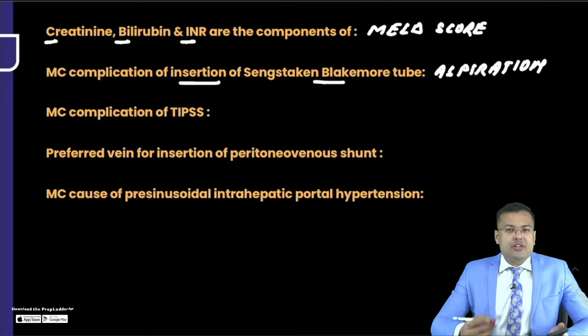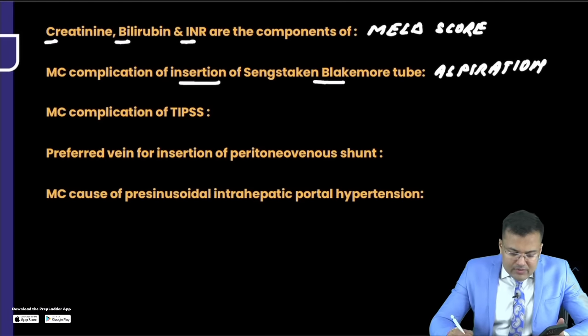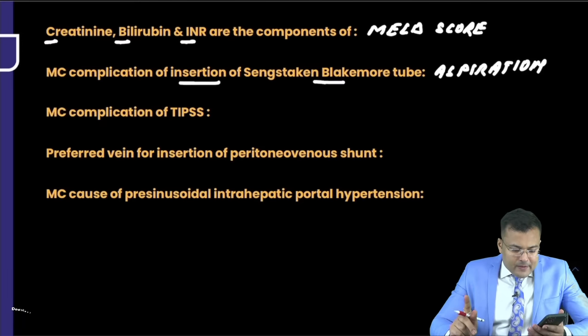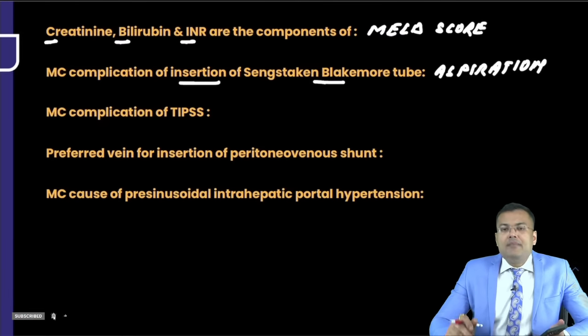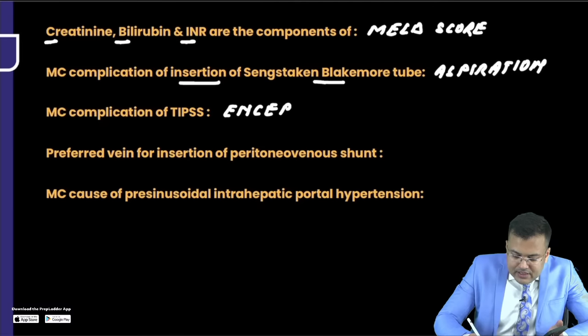Most common complication of TIPS, transjugular intrahepatic portosystemic shunt. Let me see who is the first person to reply correctly. Ankit Gujjar, Jiten Yadav, Deepak Sahu, yes, majority of you are marking the correct answer. The most common complication of TIPS is encephalopathy. Clear?